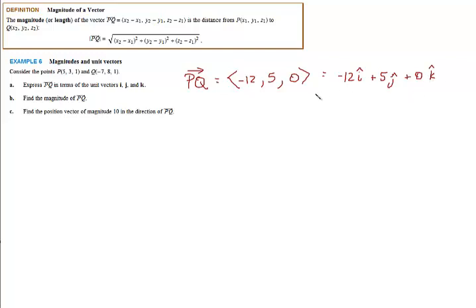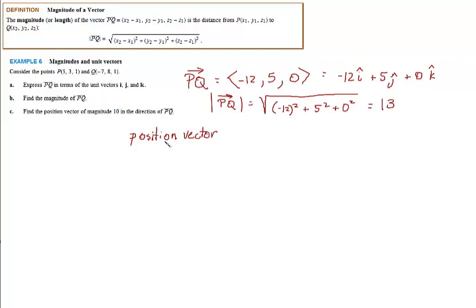Find the magnitude of PQ. I'm just going to do that algebra real quick. Just plopping that in, extending that formula. The magnitude is 13. Now let's just find the plain old position vector, or unit vector, of magnitude 10 is what we've got to do next.